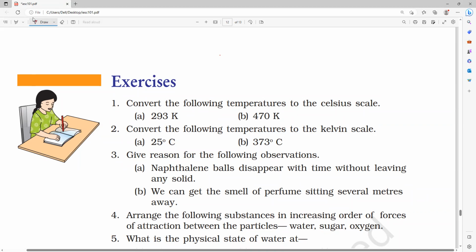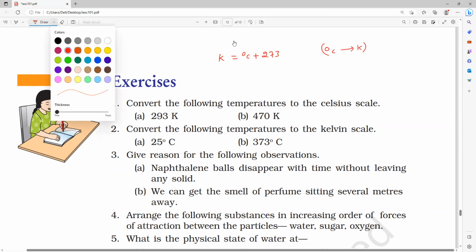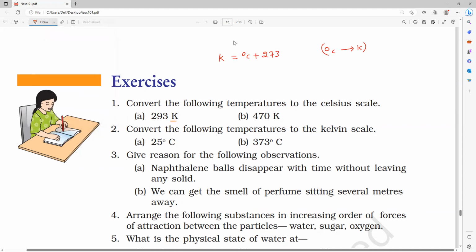So all of you check it. First write the relation. We all know that Kelvin is equal to degree Celsius plus 273. This is for converting from degree Celsius to Kelvin. Am I right or wrong? But here they have given the Kelvin and we have to find the degree Celsius. So reverse.